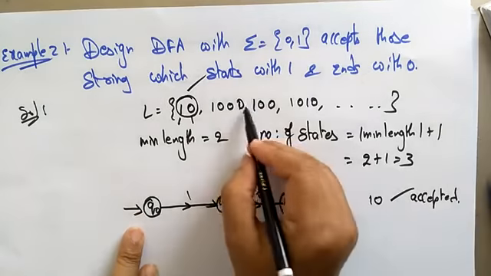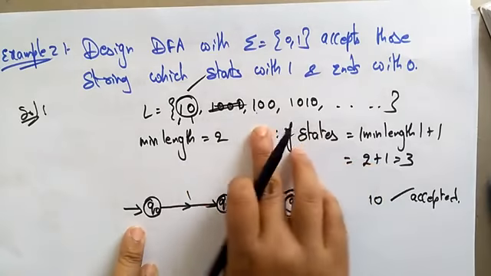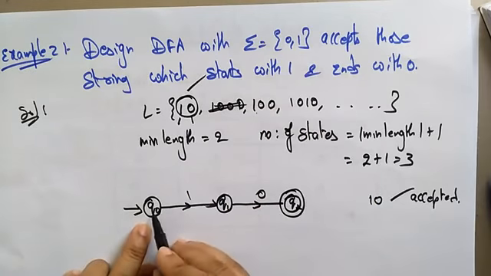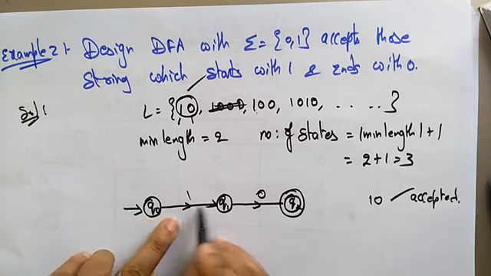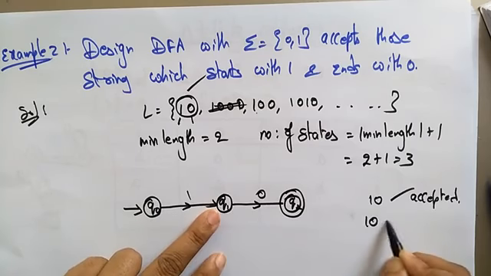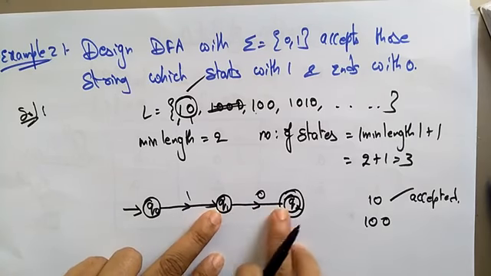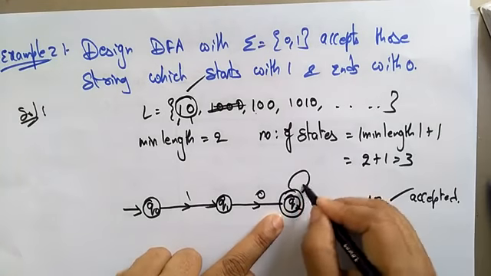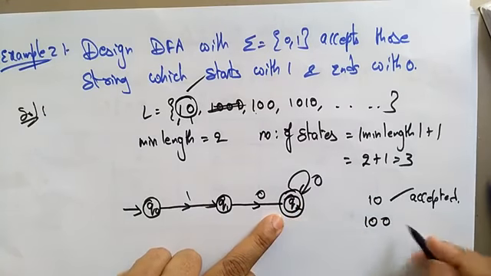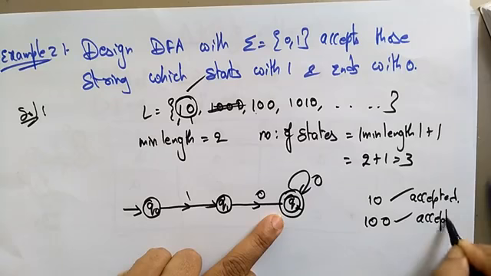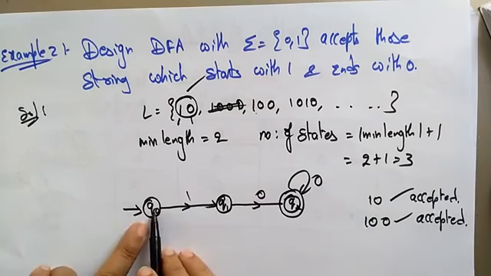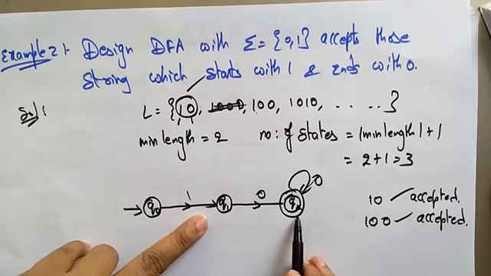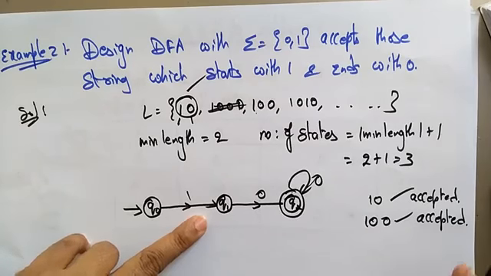Let me take a second string, 1 0 0. Is it accepted or not? I have to check. So Q0 on 1 goes to Q1. So Q0 on 1, next on 0, 0. And again the 0 has to come, let's take this loop. So now this is also accepted. So Q0 on 1, 1 0 0, it reaches the final state, we have to reach the final state.